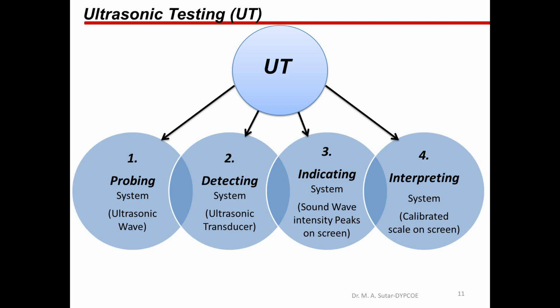Now turn over to the first method that we are going to study. It is ultrasonic testing. Ultrasonic testing is a volumetric testing. Whenever we are talking about probing medium, detection system, indicating system and interpreting system, how can we correlate these particular components with UT?